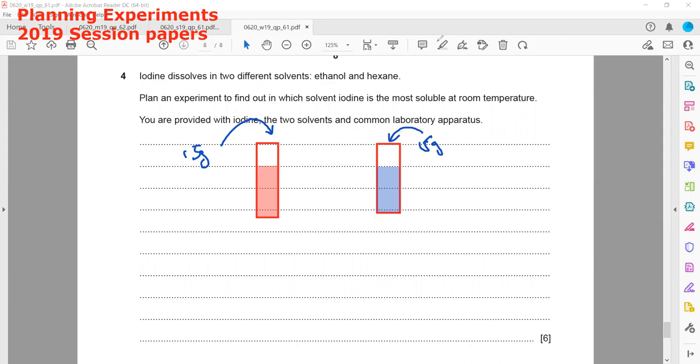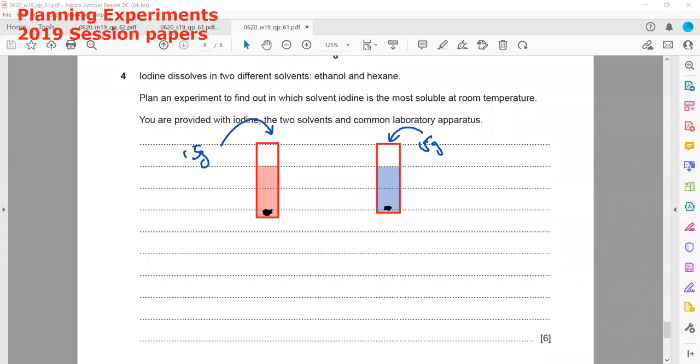Not all will dissolve. Some of the iodine here will be insoluble, and some iodine here also will be insoluble. Then we will filter, dry and compare the weight again. The one with the smallest amount of undissolved iodine means the iodine dissolved most in that solvent. We'll make sure that the temperature is the same for both, the amount of liquid is also the same, and the size of the iodine crystals remains the same as well.